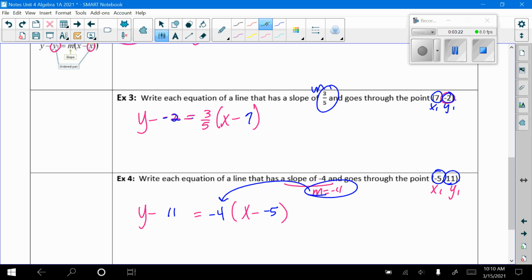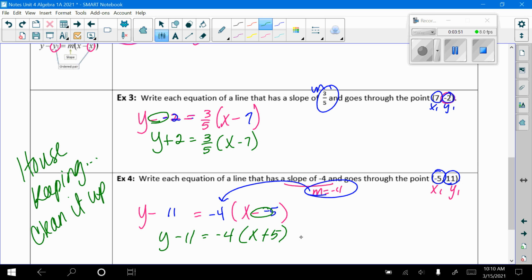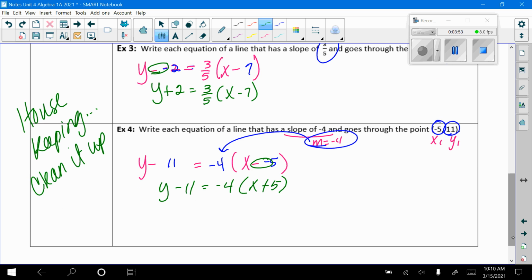Now, let's do a little tidying, housekeeping. Okay, so housekeeping. Clean it up. So as I clean it up, I've got a negative and a negative here. So it's going to actually be y plus 2 equals 3/5 times x minus 7. This next one, I have a negative here, so it's going to be y minus 11 is -4 times x plus 5. That's just the housekeeping stuff.